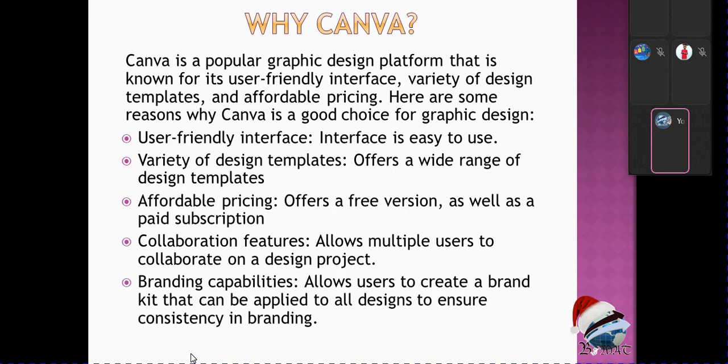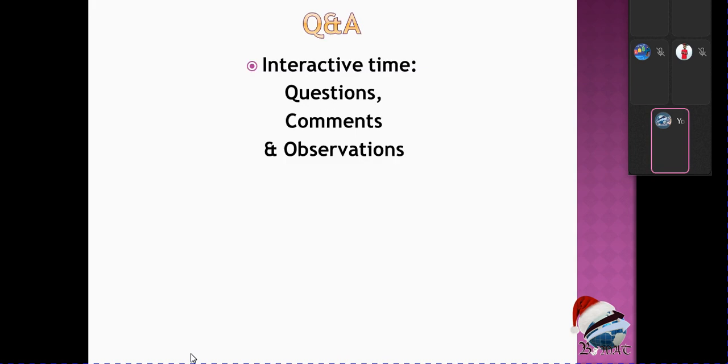So why do we choose Canva? Canva is very user friendly. It has a user-friendly interface, a variety of design templates, and it is affordable in price. It has a collaboration feature, and branding capability also. So these are the reasons why we chose Canva over other graphics mobile apps. Then the reason we chose Corel Draw over other graphics apps.